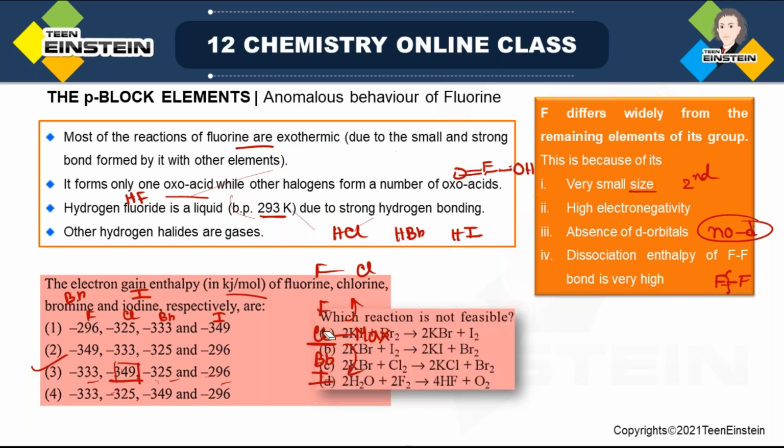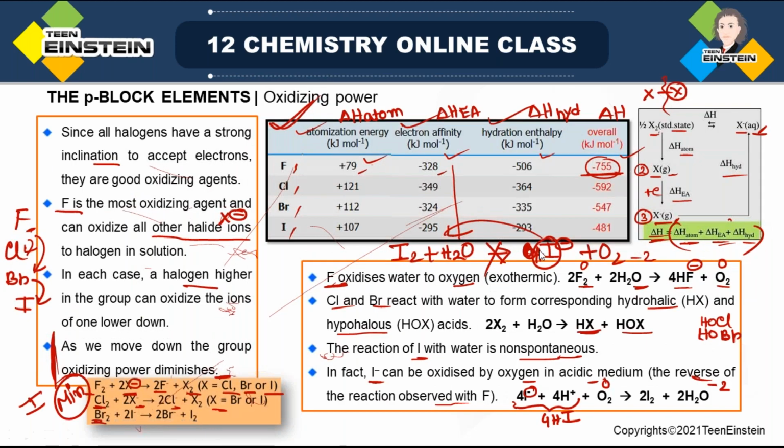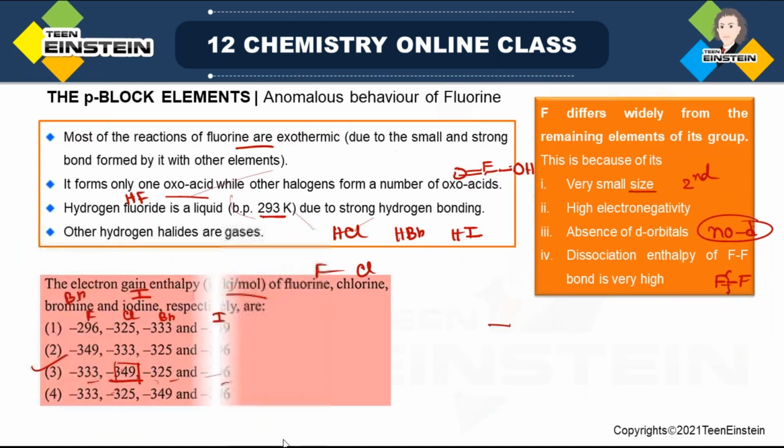We have another problem here, which is related to oxidizing power. See, all these reactions are basically oxidation reactions that we have just discussed in the previous slide. But it is asking which reaction is not feasible. Now, what we have seen in this table, just remember, I'm talking about this one. If you are clear about it, you can easily answer this question.